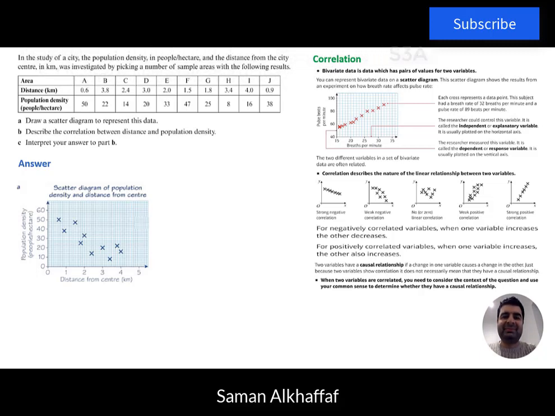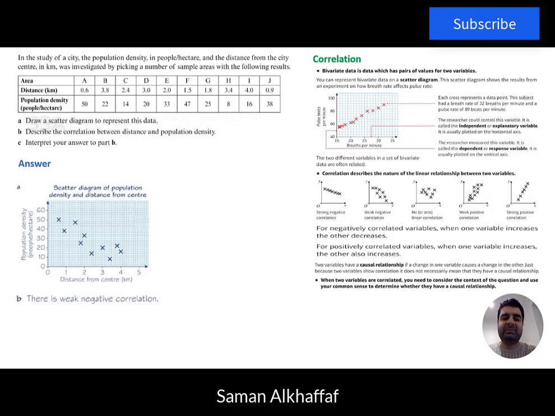For part B, we're asked to describe the correlation between distance and population density. So in this scenario, there is a weak negative correlation. In terms of understanding why, on the right hand side it shows how a weak correlation would look in terms of the data and how it is populated, and also the relationship between the variables that we have. For negative correlation, we have one variable increasing and the second one decreasing, so it's almost an inverse relationship.